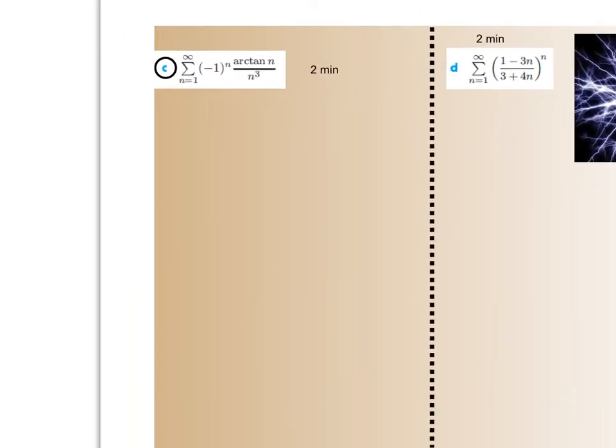Okay, let's take a look at part C here. This is a funky one. All right, so let's check its non-alternating series, which would be the following. N equals 1 to infinity of arctan of n over n cubed. We're going to have to do a comparison test here. Integral test, not looking good. Ratio test, not looking good. I'm going to go with a comparison test.